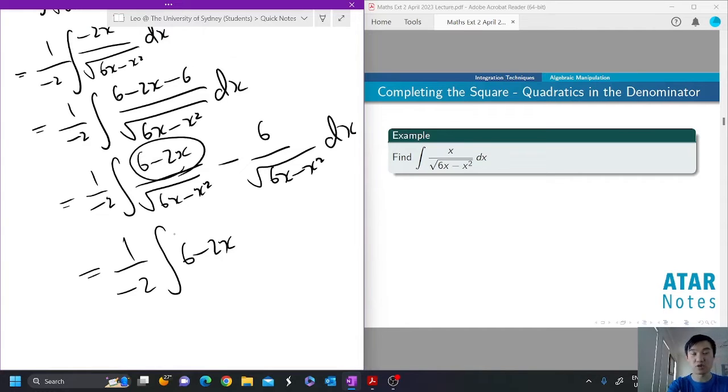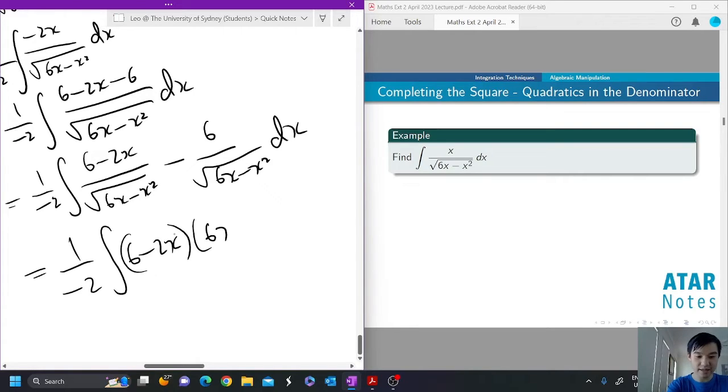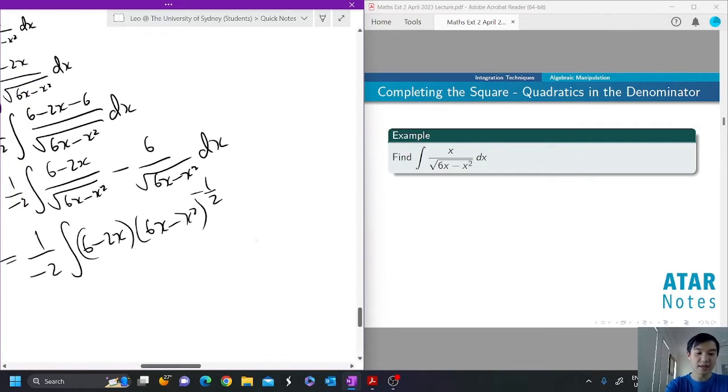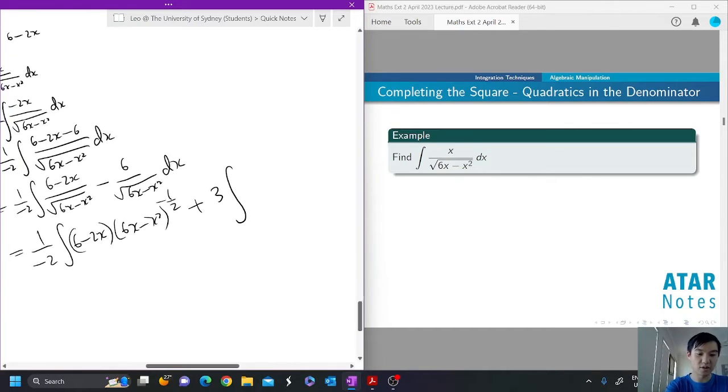Notice this is already the derivative of the thing inside, so we can directly apply the reverse chain rule on that. So we've got 6 minus 2x times 6x minus x squared to the power of negative half. So we can directly integrate that. Here, I can say negative half times negative 6 will be plus 3 over 1 over root 6x minus x squared, like that.